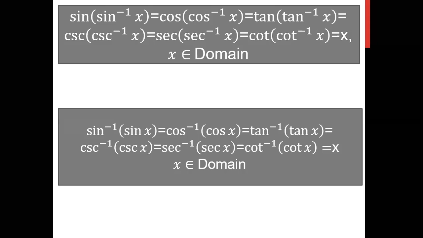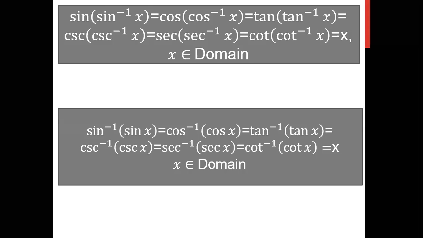Then secant inverse. Secant inverse is 0 to pi, excluding 90 degree. Correct? It is a closed interval 0 to pi excluding 90 degree. Then comes cot inverse. What is the principal value branch of cot inverse?